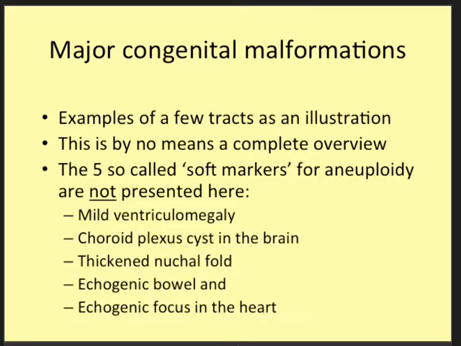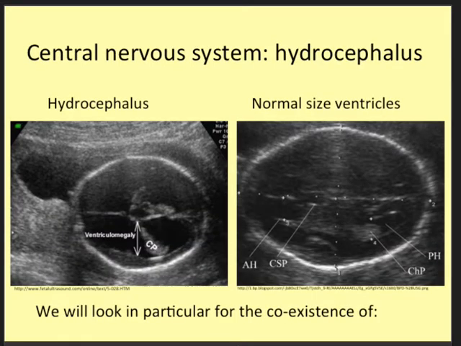Those markers are mild enlargement of the ventricles, cyst in the choroid plexus in the brain, thickened nuchal fold, echogenic bowel, and an echogenic focus in the heart. So these are not presented here. So let's go to the central nervous system.